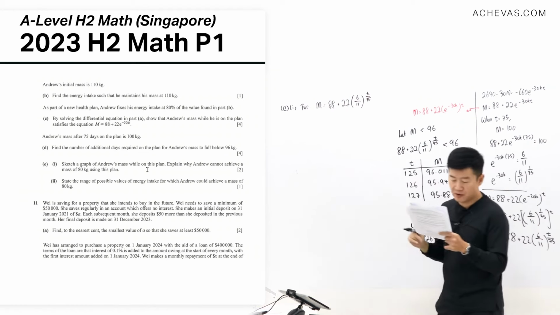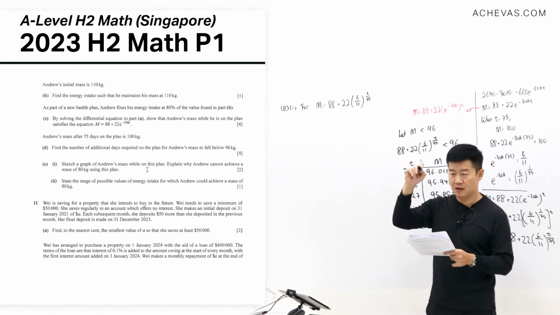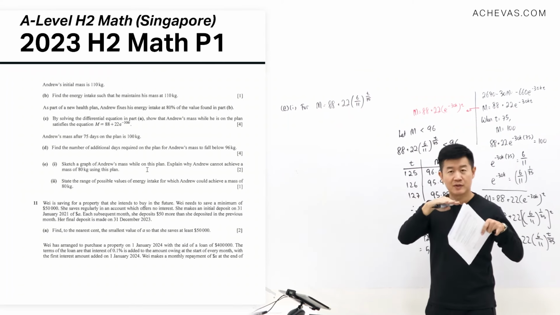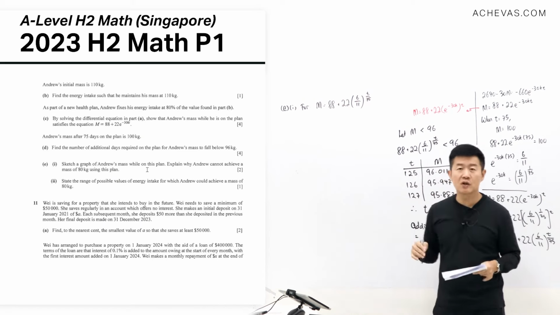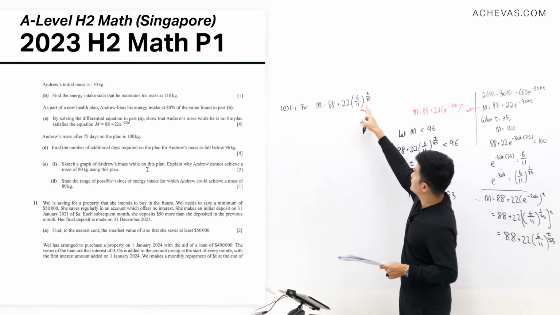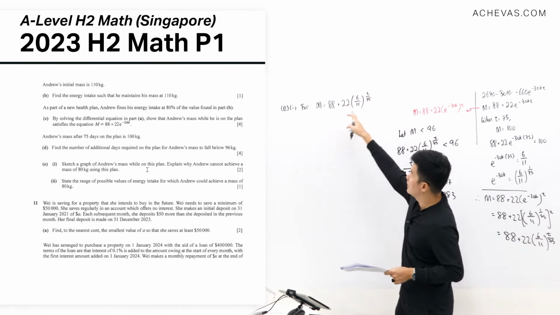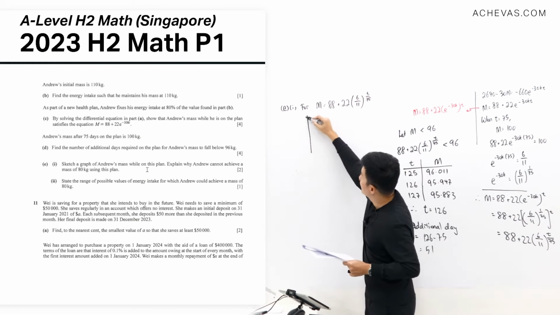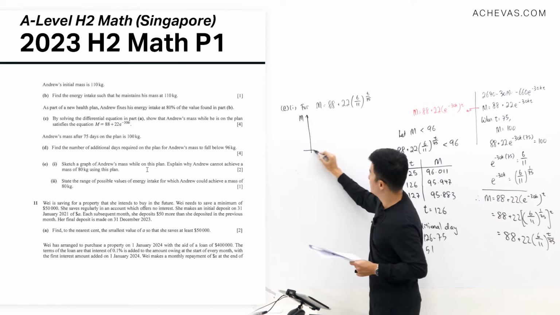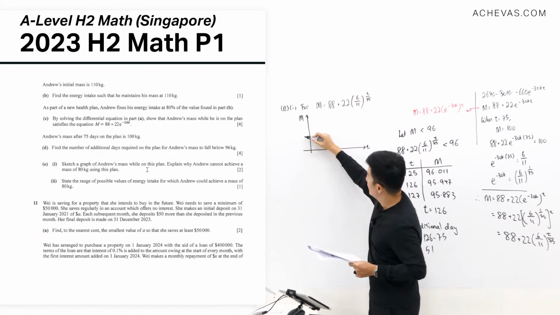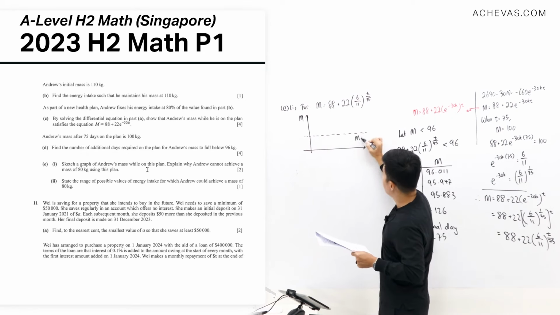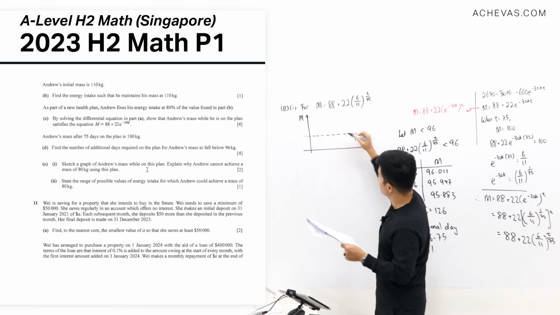Sketching this on my graphing calculator, it is going to give me a decreasing graph starting from t equal to 0. And the decreasing graph seems to be decreasing to a constant value. We can also see it from here. When t goes to infinity, m is going to go to 88. So the graph of m versus t will have a horizontal asymptote at m equal to 88.